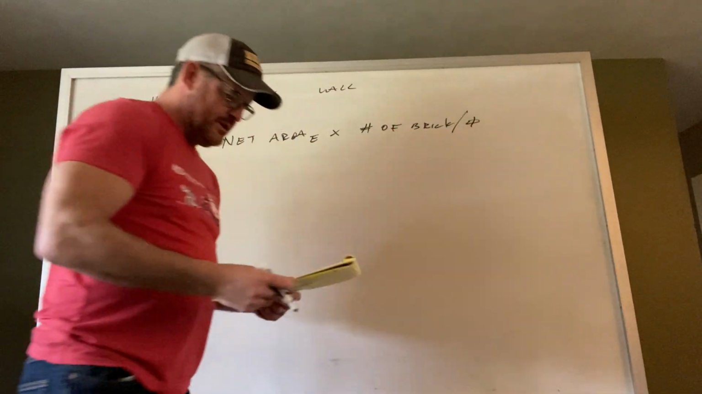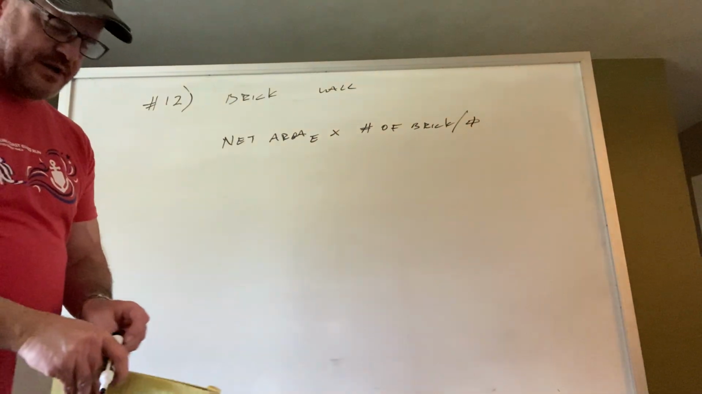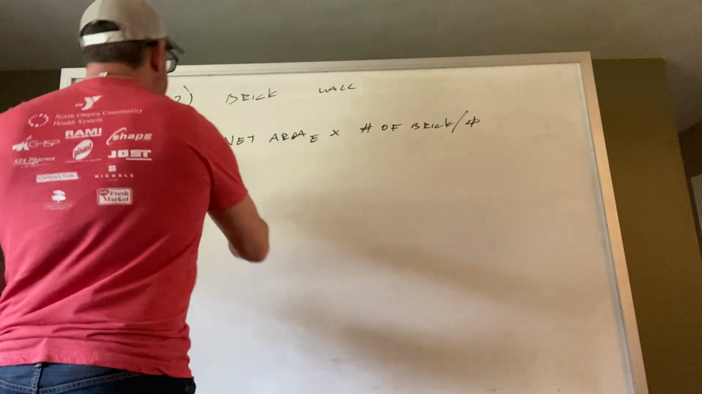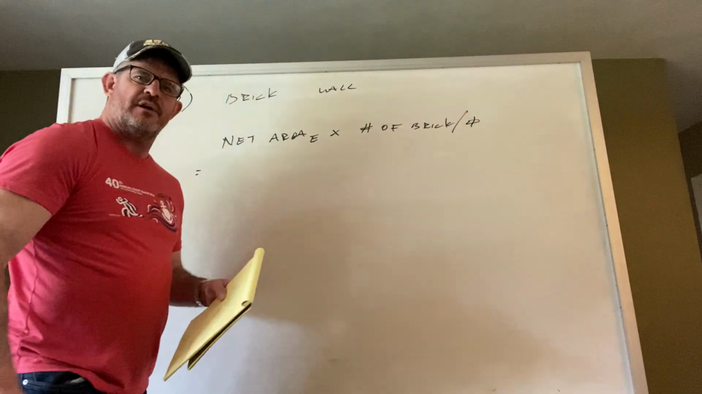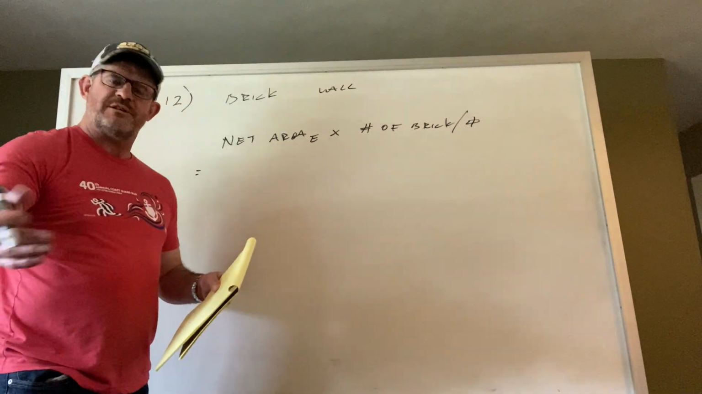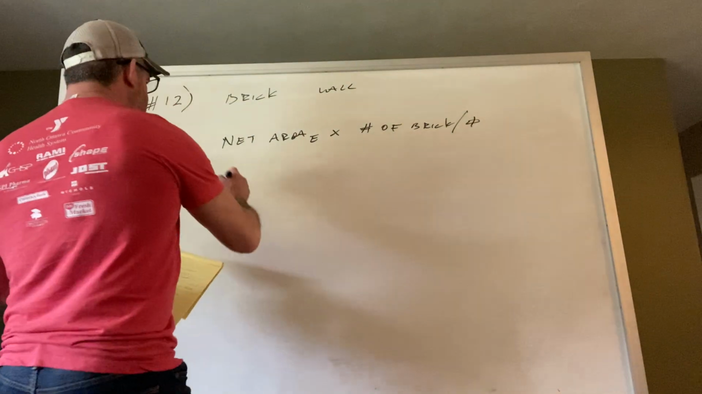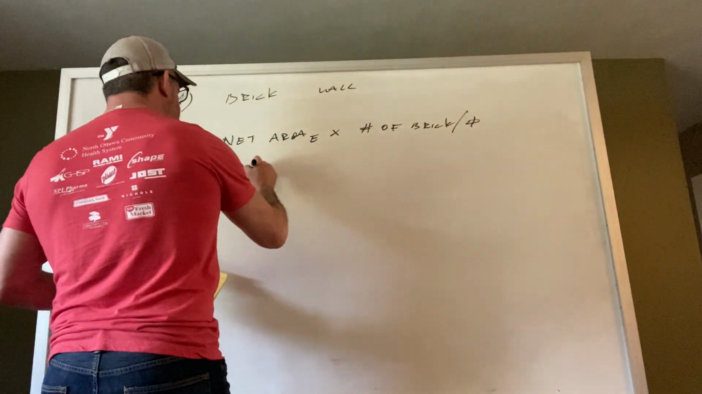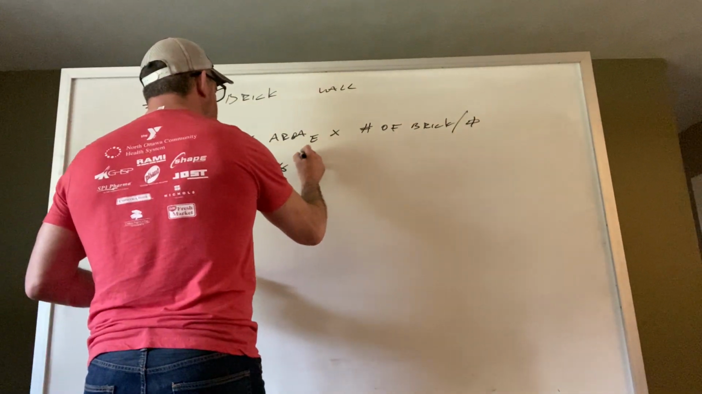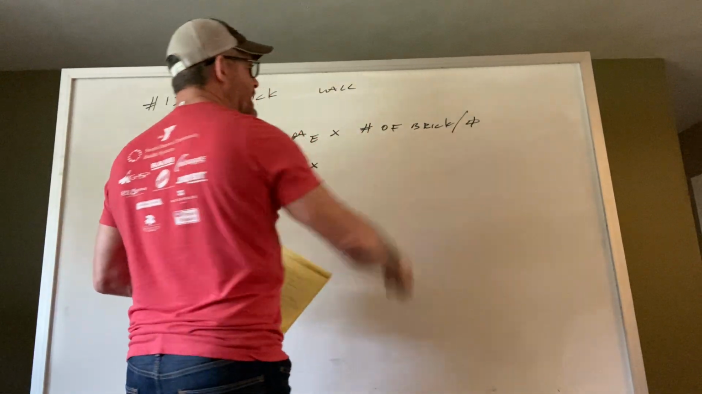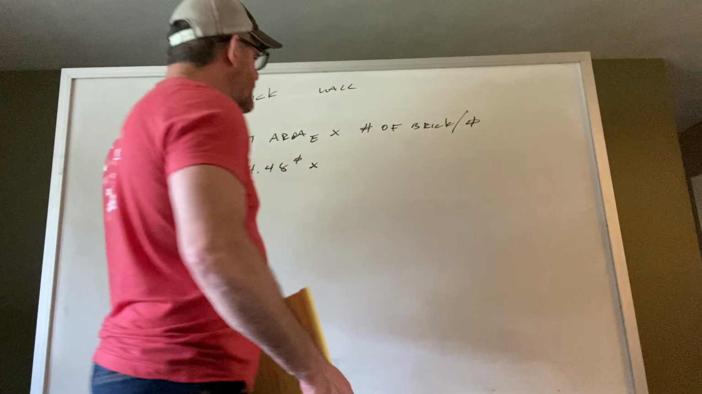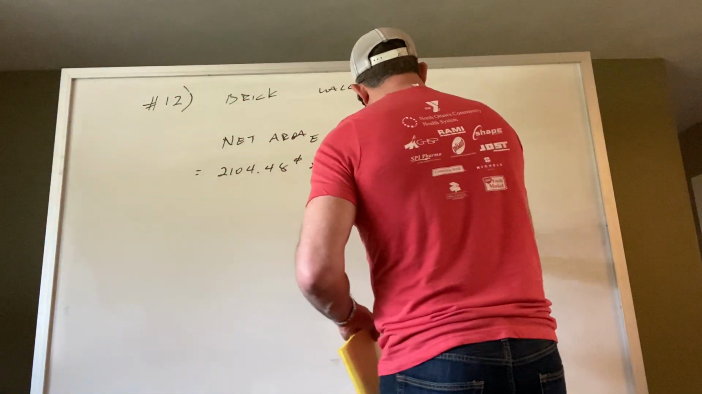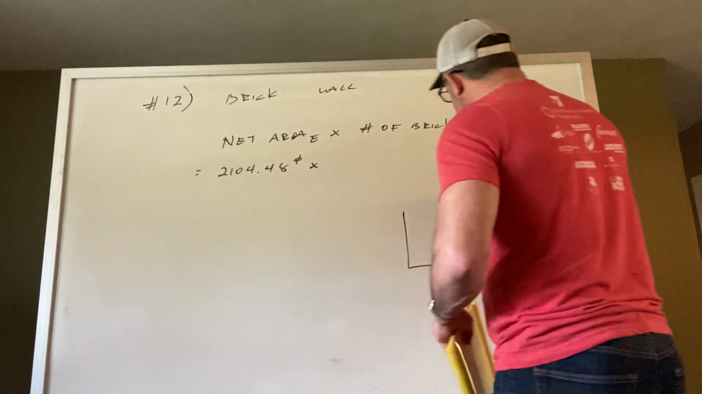Okay. Have we determined our net area of our exterior? Yes, we just did it. So that is going to equal, and again, what was our net area of our exterior? It was my perimeter times my height minus my openings. Okay, that is going to equal 2104.48 square feet times my number of brick per square foot. Okay, how do I know my number of brick per square foot? Again, reviewing what we did for our block.